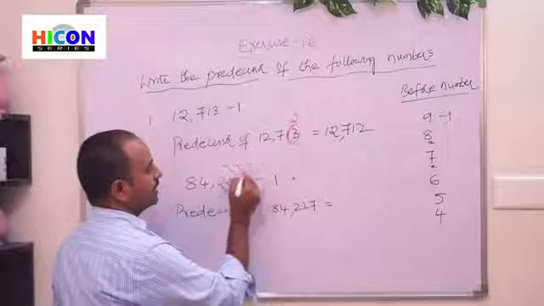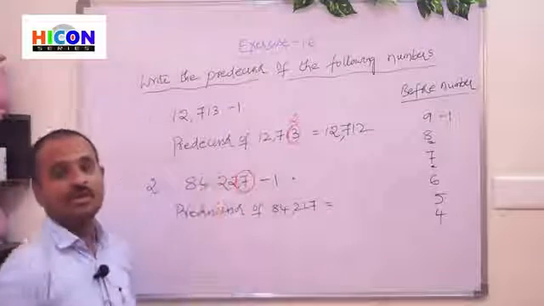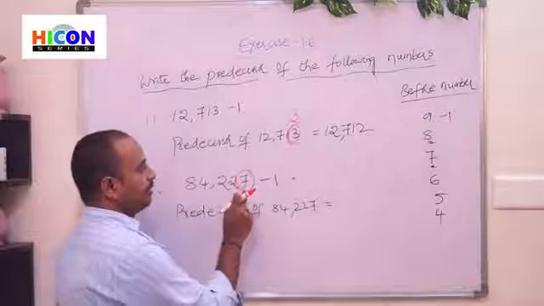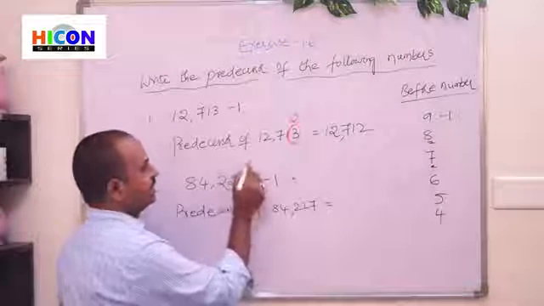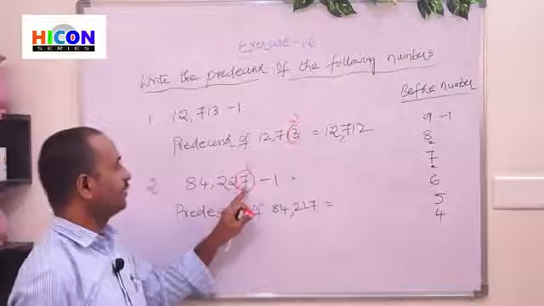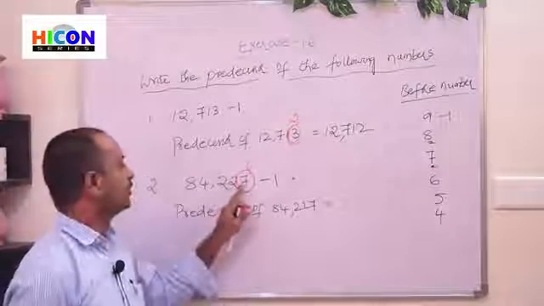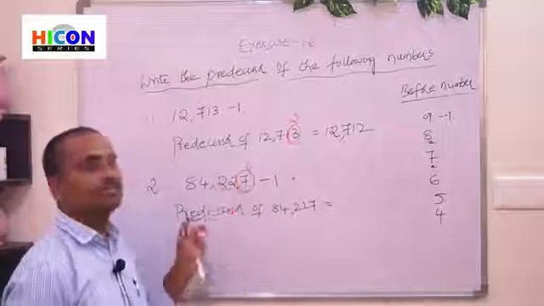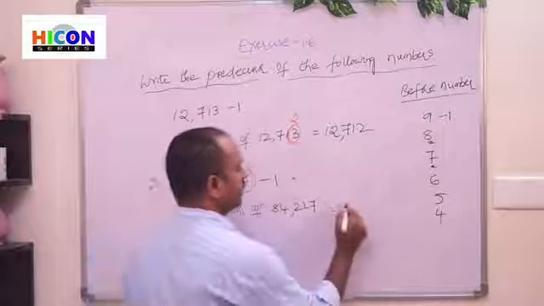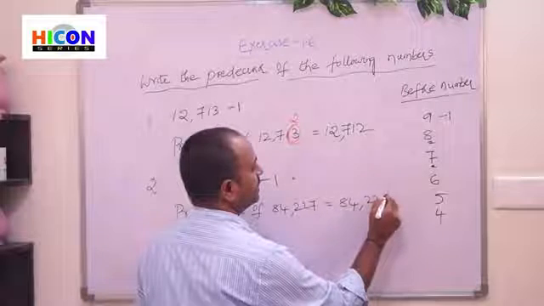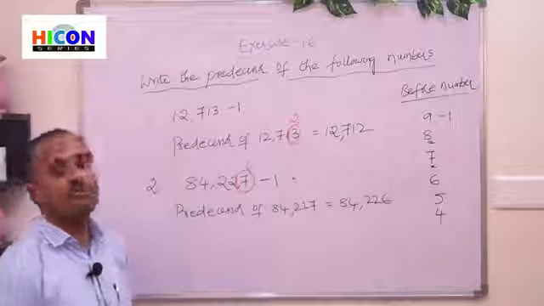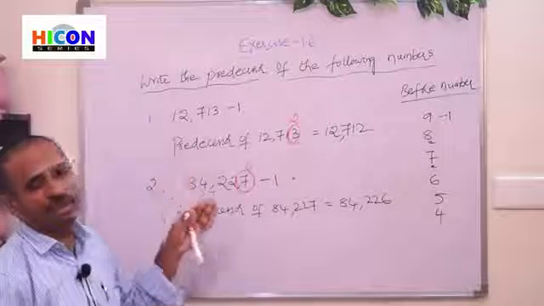Subtracting 1 from the given number means decrease the digit present in the ones place. Here the digit present in the ones place is 7. So write its before number. The number that comes before 7 is 6. Predecessor means before number. That's why the predecessor becomes 84,226.